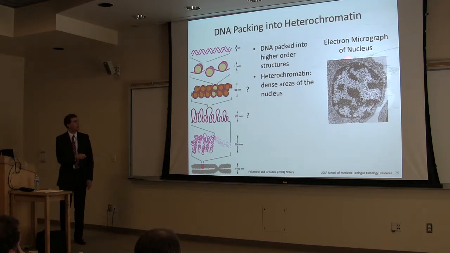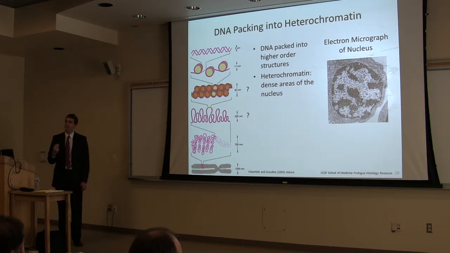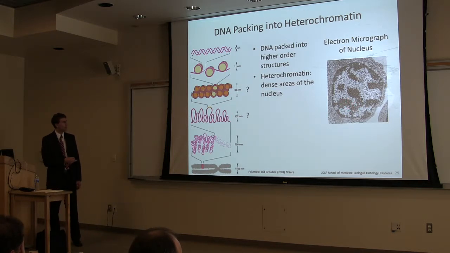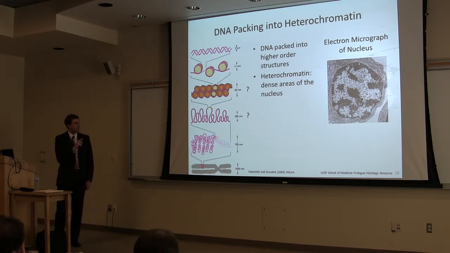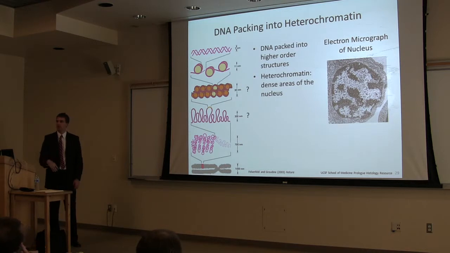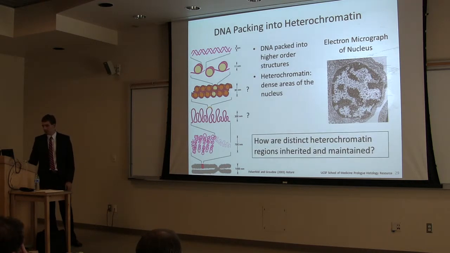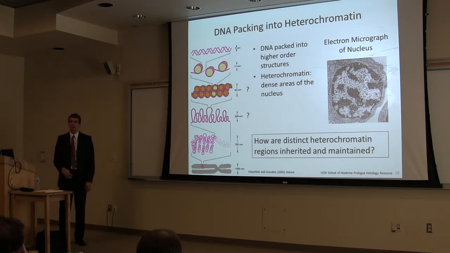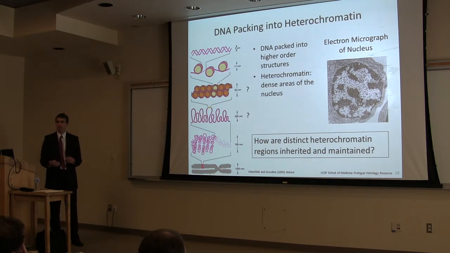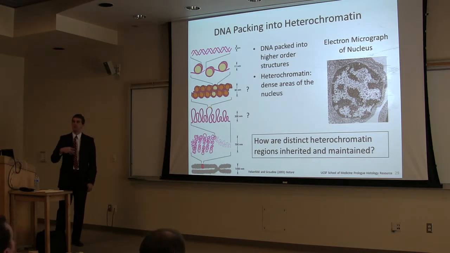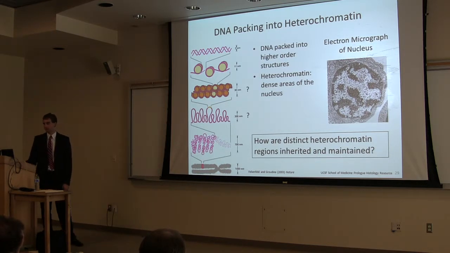If you look at a picture of the nucleus, you'll notice that there are these very dark regions in this image, and these are very dense regions of the nucleus. These regions are called heterochromatin, and they often code for genes that are turned off or repressed. It's basically things that the cell doesn't need to access. The question I'm going to be addressing is how are these distinct DNA heterochromatin regions formed, and how is that information passed on to future generations of the cell?